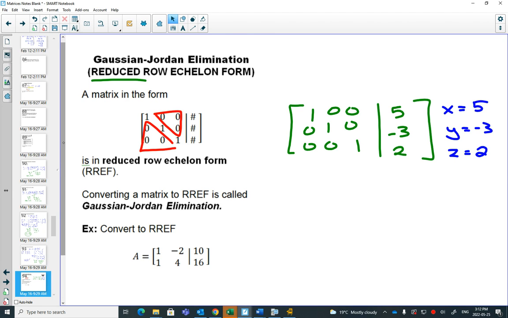So before we had row echelon form with just the bottom corner being zeros. Reduced row echelon form also gives us zeros in the top and 1s along the diagonal. And when you get it in this form and you translate it back into what does this mean? x is 5, y equals -3, and z equals 2. The equation becomes solved completely. You don't have to do any kind of substituting back in.